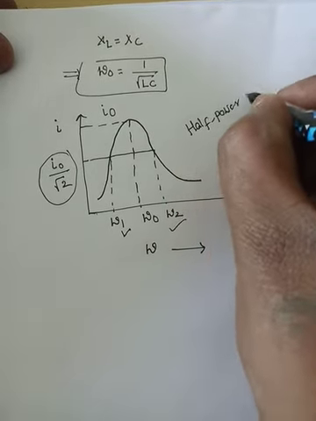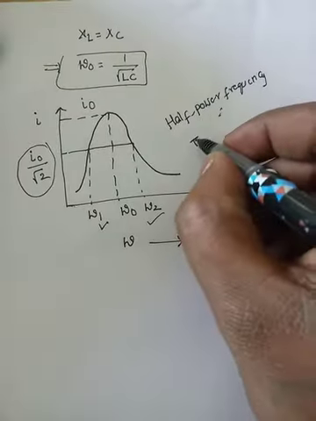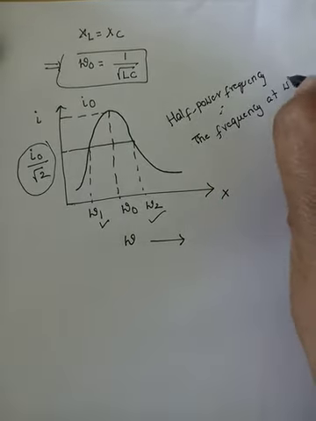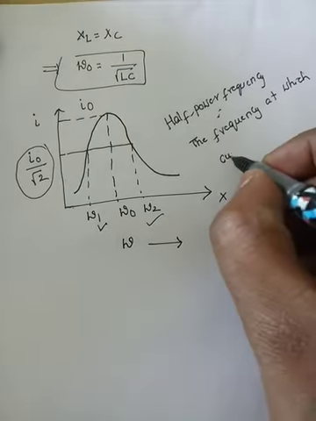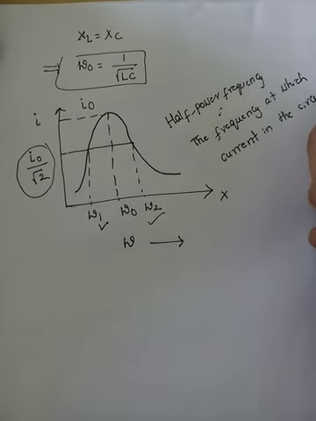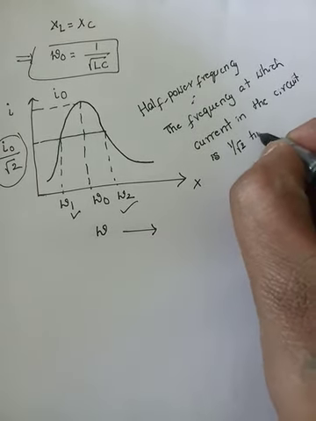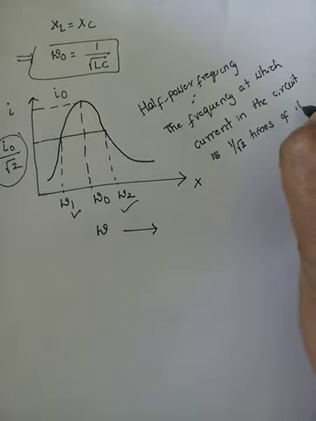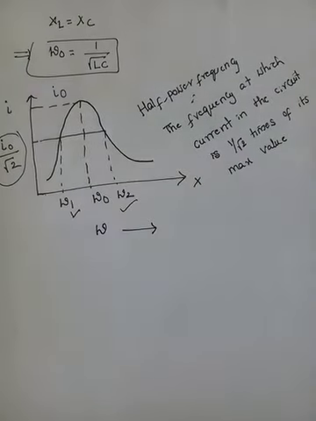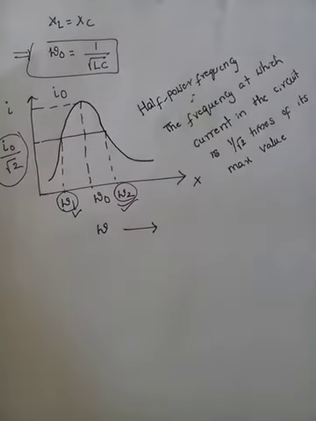So, what is the concept here? Half power frequency. What is half power frequency? The frequencies at which the current in the circuit is 1 by root 2 times its maximum value. Those frequencies are called what? Half power frequencies. So, here omega 1 and omega 2 are the half power frequencies.